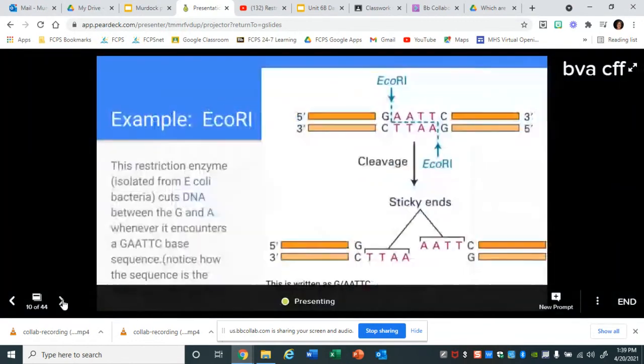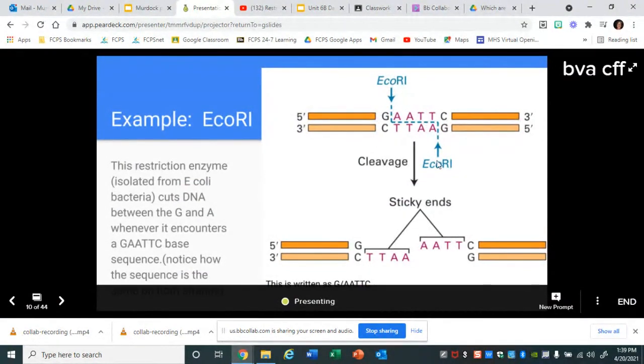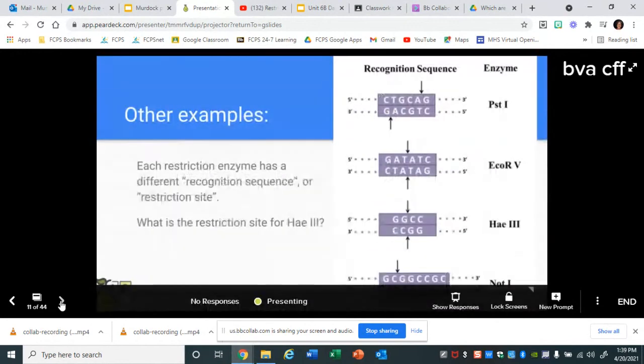Okay, moving on. So the EcoR1, they already described that. The enzyme cuts right there and creates sticky ends, and you've got that. Okay. Other examples. EcoR1 isn't the only enzyme out there. There's also the PstI, the EcoRV, the HaeIII, and the NotI, right? There's other enzymes. Remember, enzymes are picky about their active sites. Each one has a different base sequence that it's looking for. Each one's slightly different from the other.